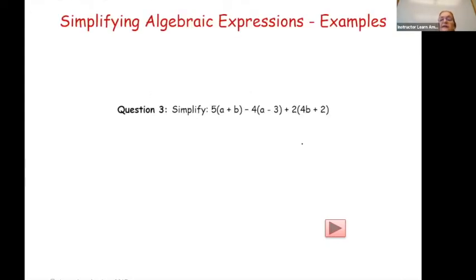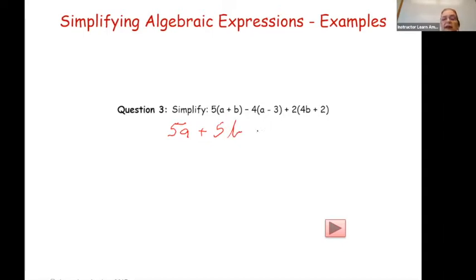Now let's look at another example involving simplifying algebraic expressions. We cannot perform the additions in this problem or the subtractions as long as we have the multiplication. Remember, in order of operations, multiplications have to come before additions and subtractions. So we have to do these multiplications to simplify the expressions, and then we can look for like terms that we can add. So first, distributing the 5 over the a plus b, we have 5a plus 5b.